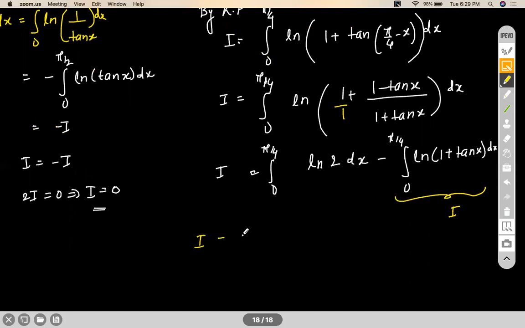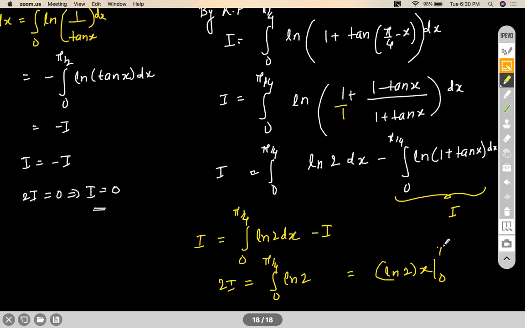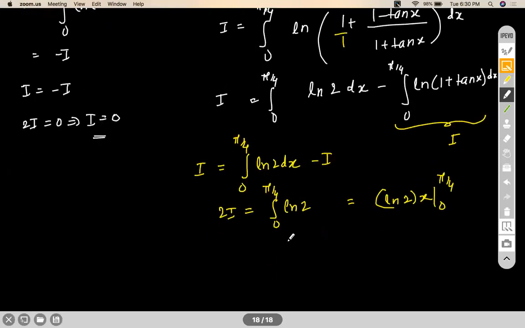So I is equal to integral 0 to pi by 4 of ln2 dx minus I. That means 2I is equal to integral 0 to pi by 4 of ln2. So it becomes ln2 into x from 0 to pi by 4. Okay, so I'm doing all the steps here. I hope that is clear to you. So this is pi by 4 ln2. So I is equal to pi by 8 ln2. So this is the answer for the third one.